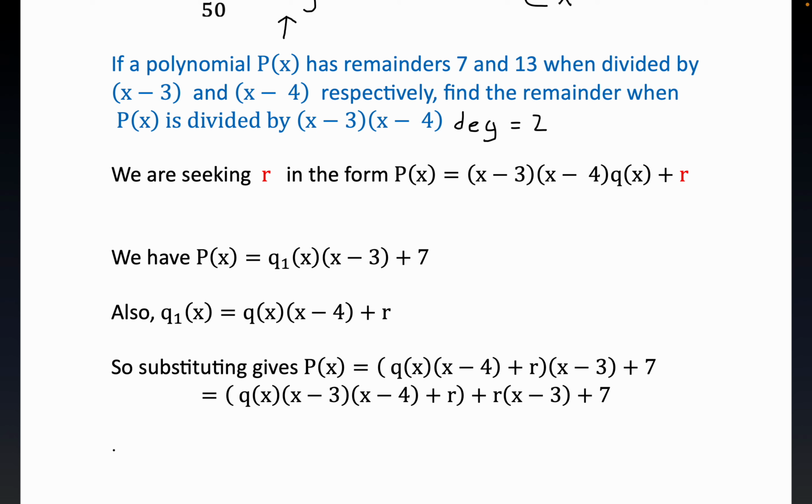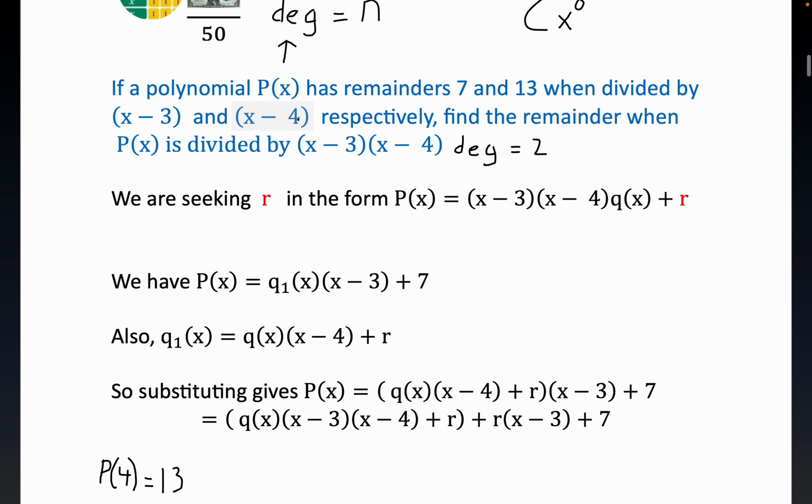P evaluated at 4, and this is just the remainder theorem at work here. P evaluated at 4 is equal to 13, and that's given. And again, why? When you divide P of x by x minus 4, you do get a remainder of 13. So when you substitute the 4 in, the quotient will go away, and you're just left with a constant term 13.